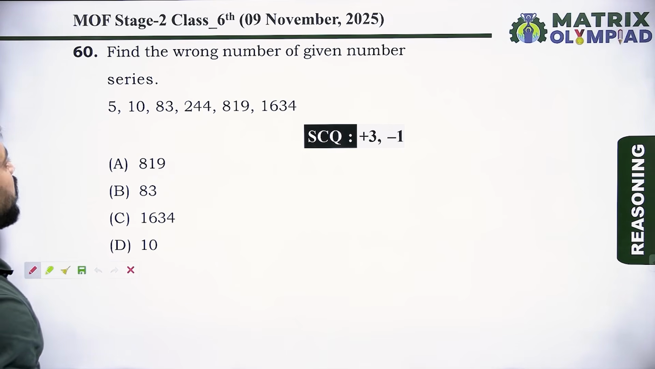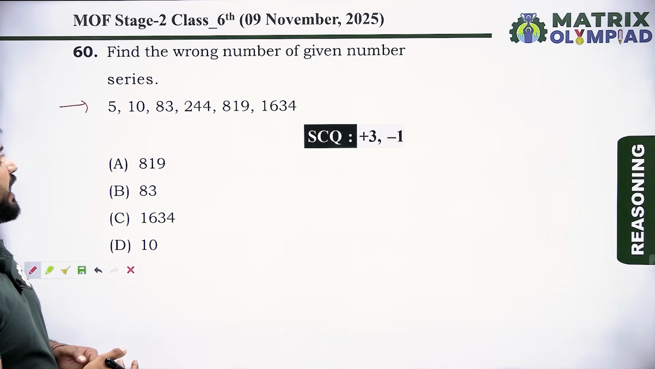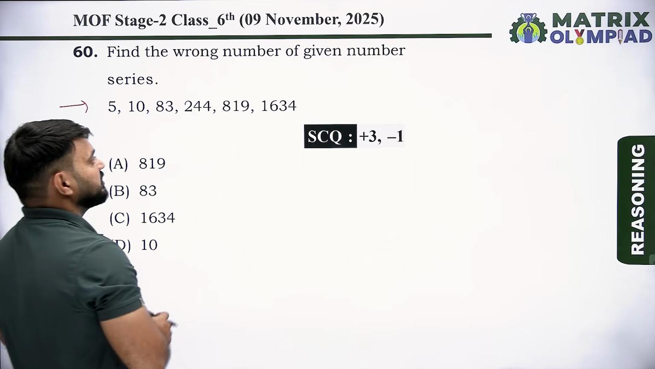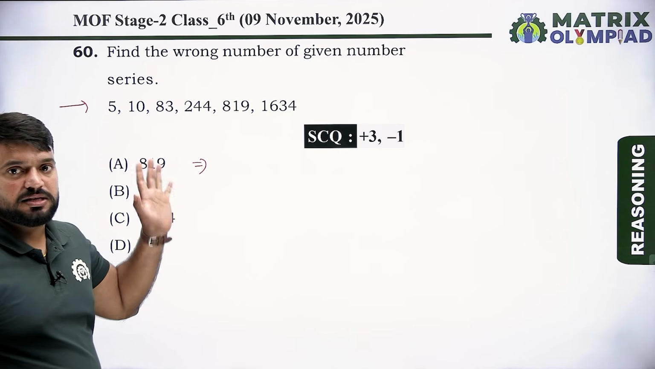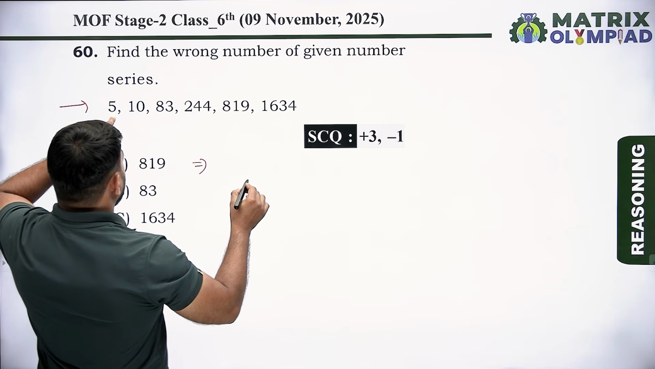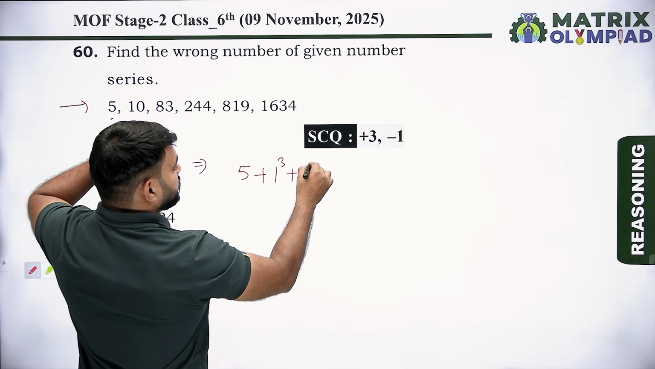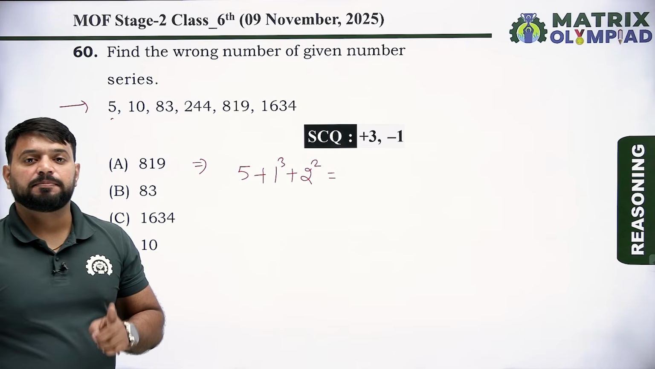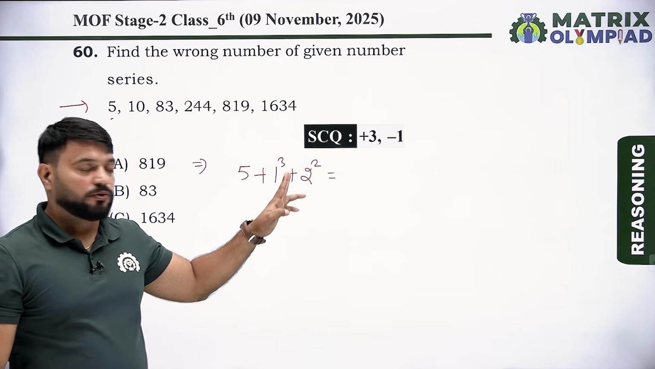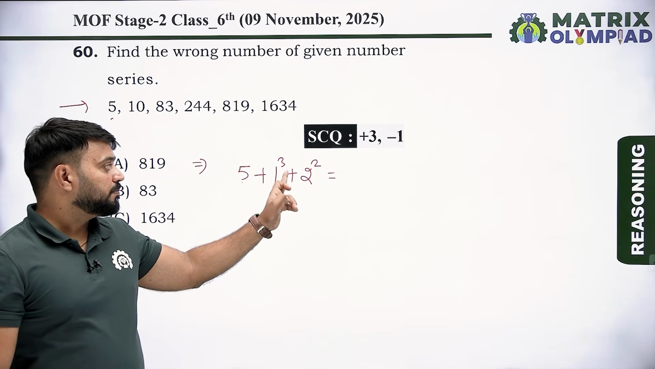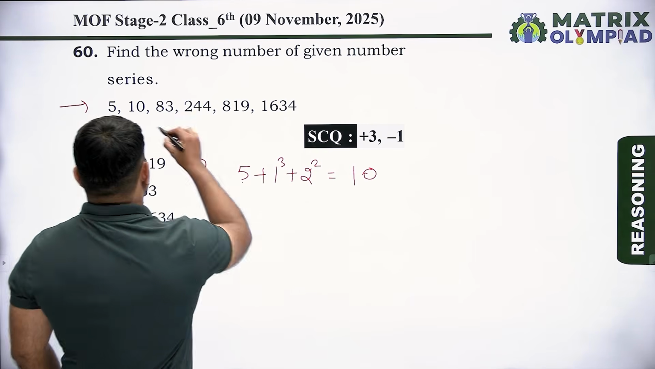Find the wrong number of the given number series. So the series is 5, 10, 83, 244, 819, 1634. So first find the pattern of the given number series. So the pattern of the series is 5 plus 1 cube plus 2 square. 5 plus 1 cube, it means 1, plus 2 square, it means 4. 5 plus 1 plus 4 means 10. Then we get the next term.